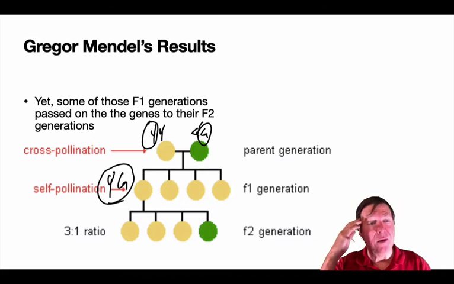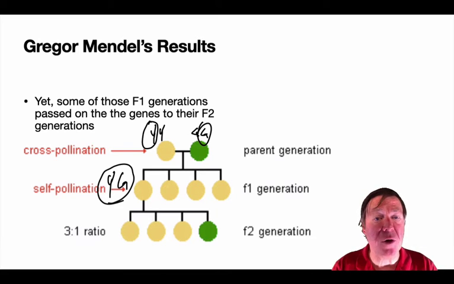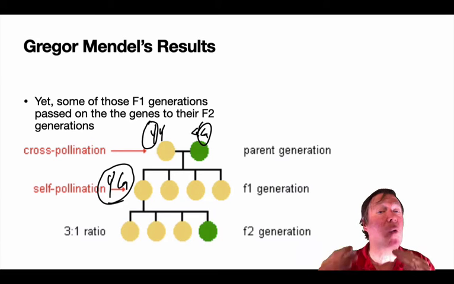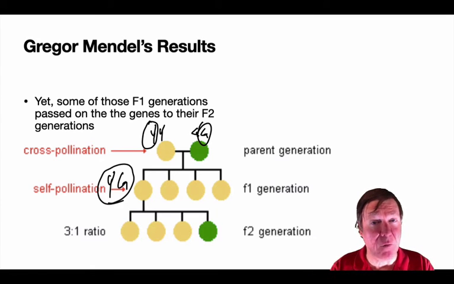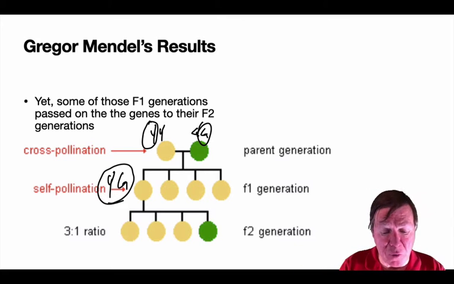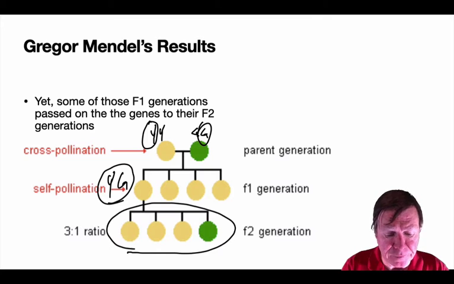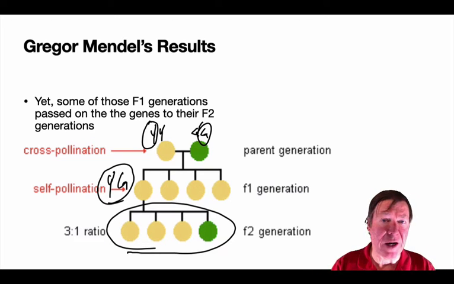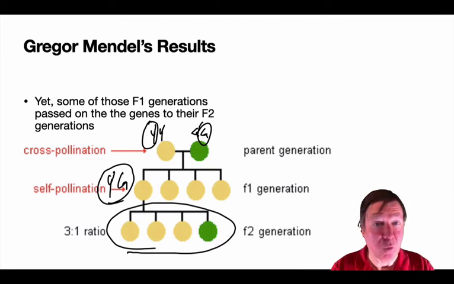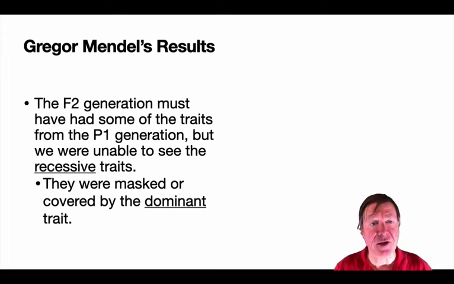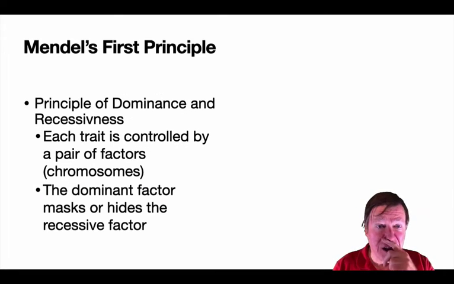But the second generation, the F1 generation, is all YG. And because it's YG and Y is dominant, yellow is dominant over green, we don't see any green. But when we breed these, we get this 3 to 1 ratio. 3 yellows to 1 green. We're going to have to figure out why that is. That brings us to Mendel's first principle, the principle of dominance and recessiveness.